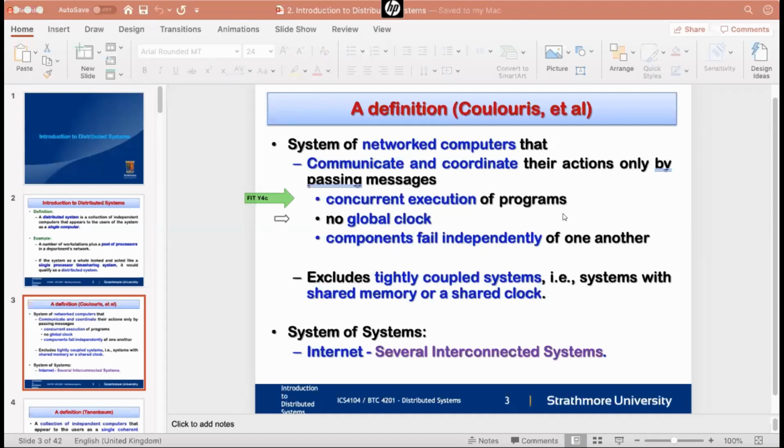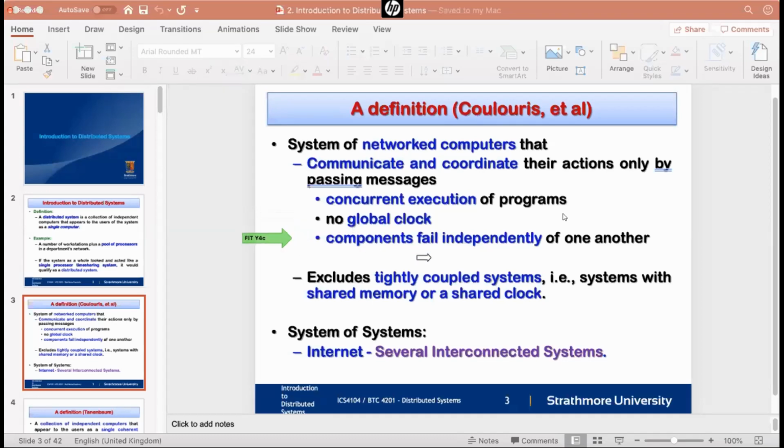Now, the other thing that is very important from this definition by Coulouris is no global clock. If you're accessing a file from New York, a file from London, files from different parts, using different time zones, there is no single clock. Your result is not impacted by the difference in the clocks in those different parts. So, no global clock.